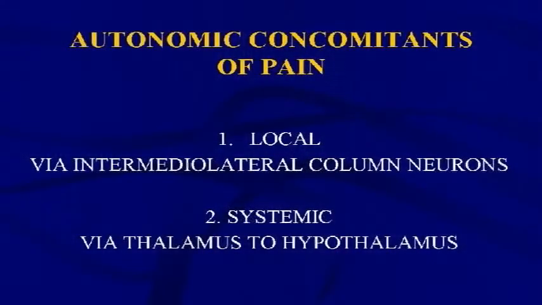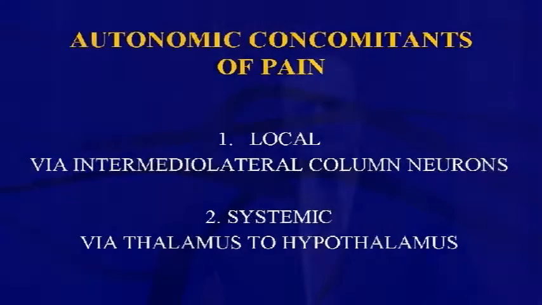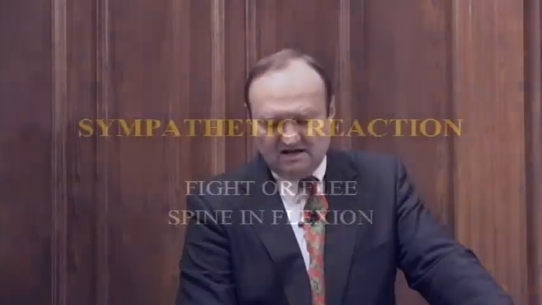Locally, the autonomic effects are via the intermediate lateral cell column of neurons, and systemically, nociception goes up via the thalamus to the hypothalamus and stimulates autonomic activity. Systemically, you get the fight or flee reaction. And nociception also stimulates a very powerful release of the hypothalamic pituitary adrenal axis pathway, releasing corticotrophin releasing factor, stimulating ACTH release, and stimulating adrenal hormone release, particularly cortisol, as a part of a nociceptive reaction. So nociception that gets into the nervous system and goes to higher levels can affect both autonomic and endocrine changes.